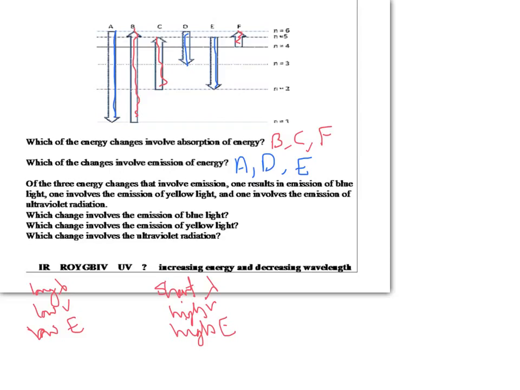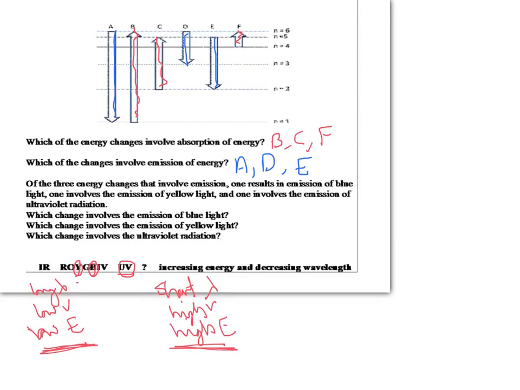So let's look at the energy here. Okay, so we have three emission arrows. One results in UV, one results in blue, and one results in yellow. So which of these colors is the lowest energy? Yellow, blue, or UV? That would be yellow. So yellow is the lowest of the energies out of the three that we have.